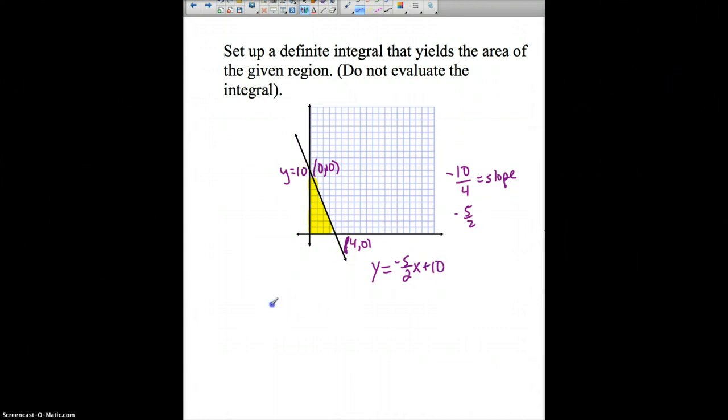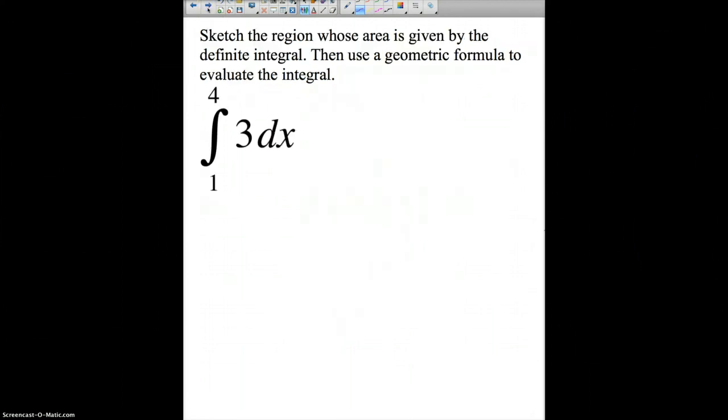And we want to find the area. Area equals the definite integral of the equation of the line with respect to x in this case. X is our variable of integration from 0 to 4. So these are x values. These values would match the variable of integration. So that's the answer. Set up the definite integral that yields the area of the given region. That's what we just did.